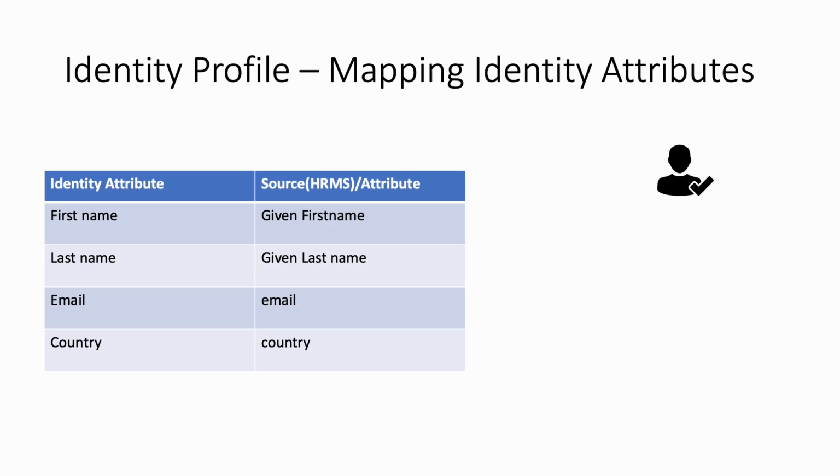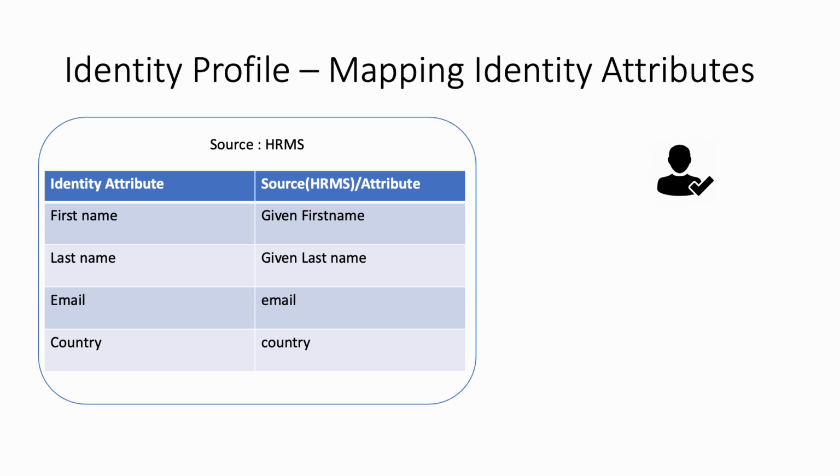Mapping identity attributes. This slide goes deeper into how specific identity attributes from source systems such as HRMS are mapped into the identity profile. This shows the fields from HRMS systems like first name, last name, email, and country. These are crucial identity attributes. This diagram maps these attributes to the identity profile.